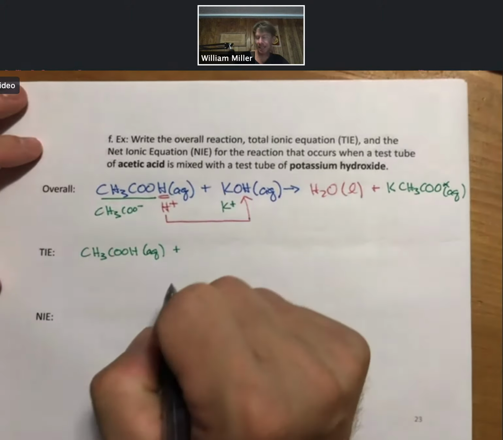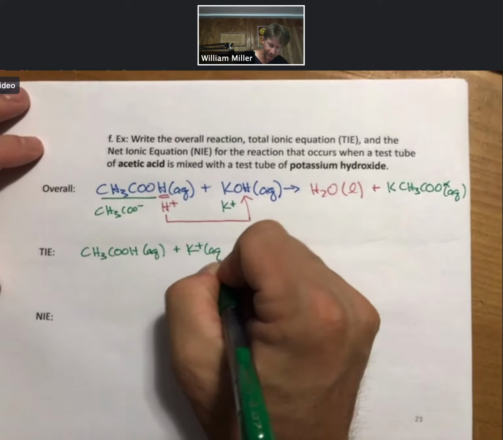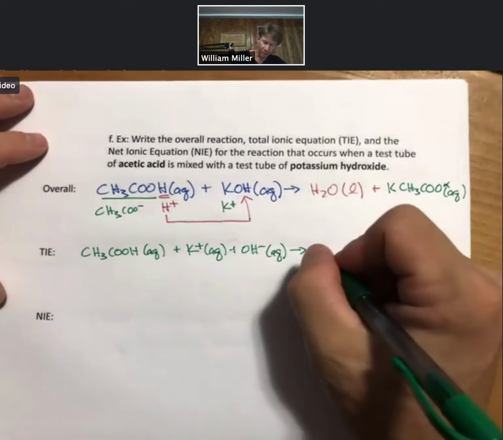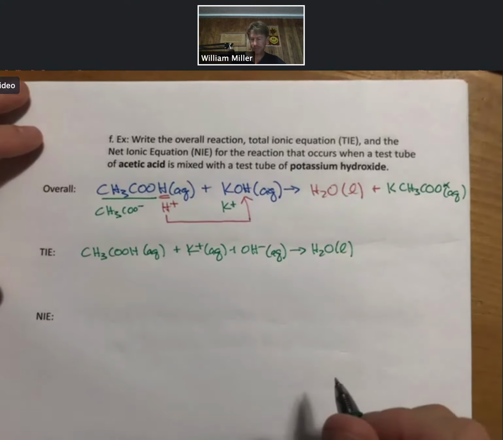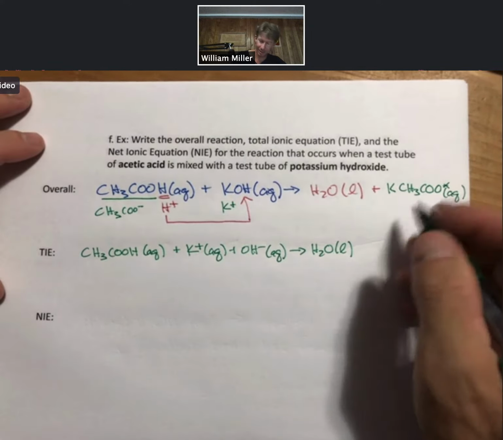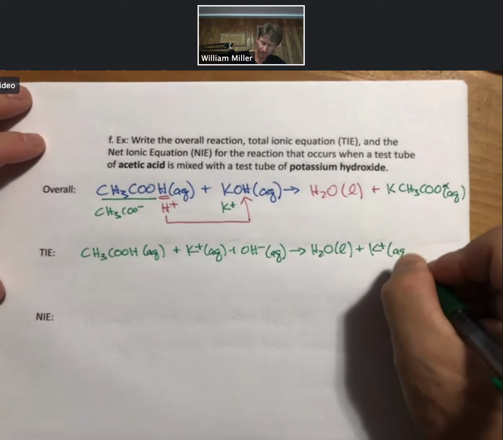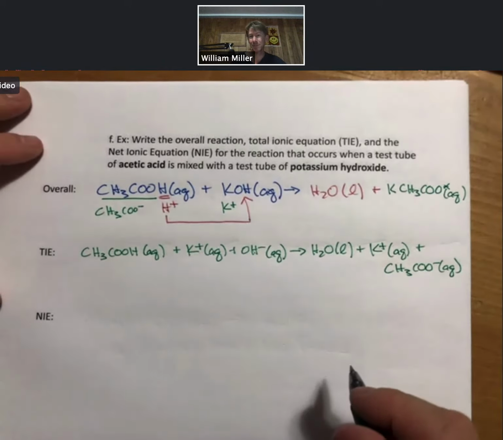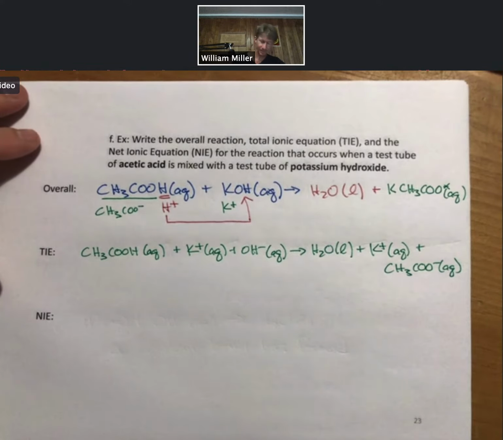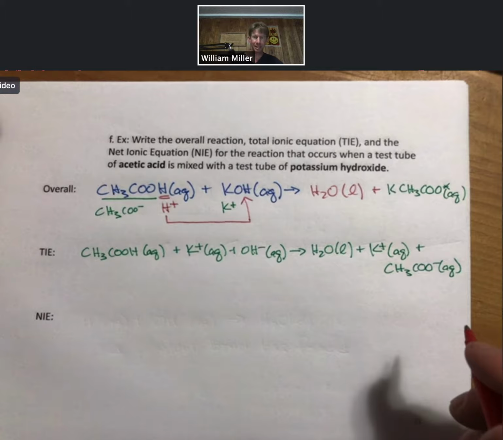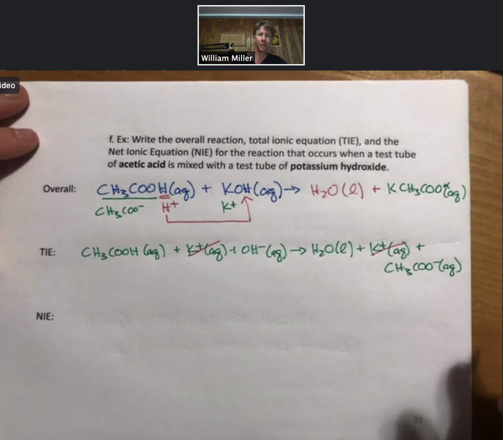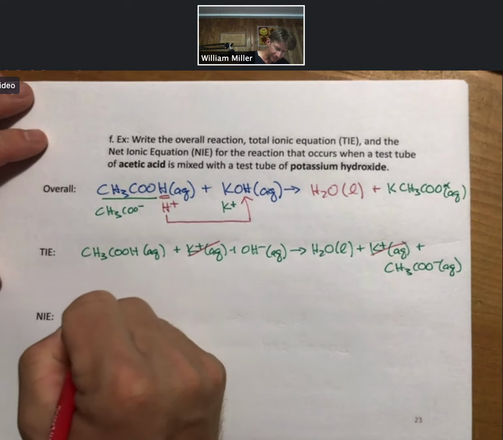However, potassium hydroxide is a strong electrolyte. H2O. And now, strong electrolyte here, K plus. And the acetate does break up into ions 100%. Remember, for the NIE, cross out anything that is exactly the same on both sides. Those are the spectator ions. The only thing that is exactly the same on both sides is going to be the potassium ion. And write what's left.